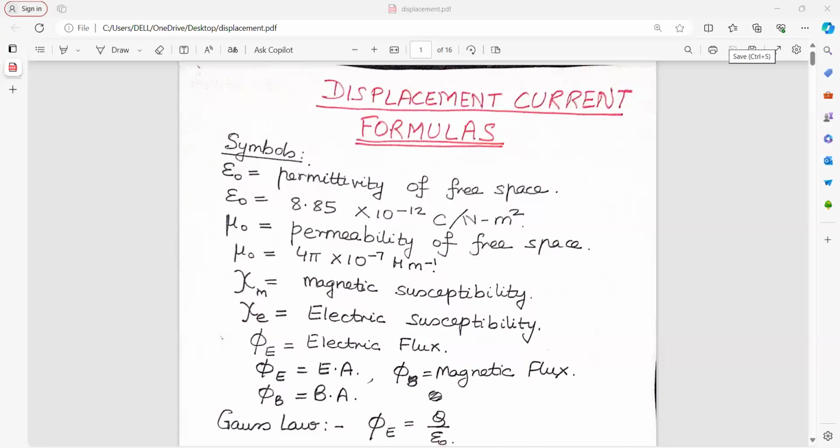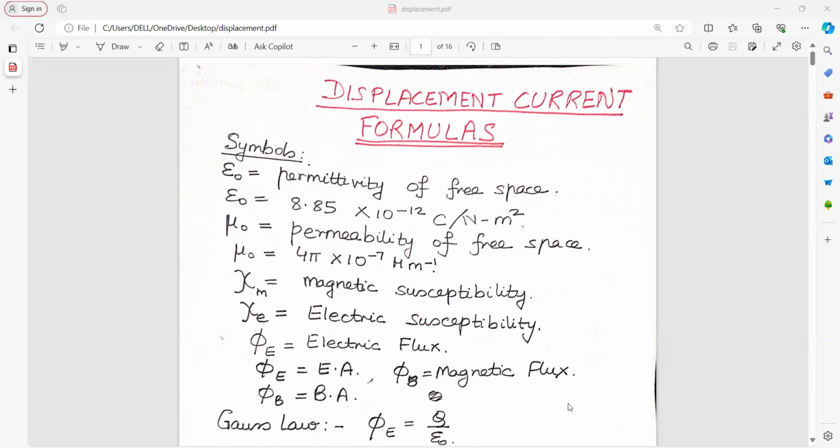In today's lecture, we are going to discuss all the possible numericals that can come from displacement current. Before doing that, let us quickly see the symbols and the formulas which we are going to use. Epsilon naught is permittivity of free space. Its mathematical value is 8.85 into 10 to the power of minus 12.